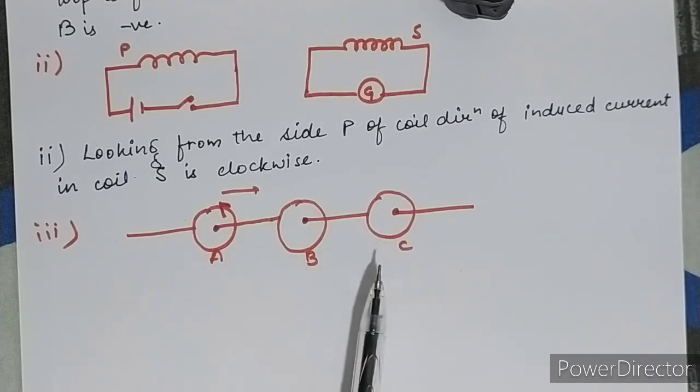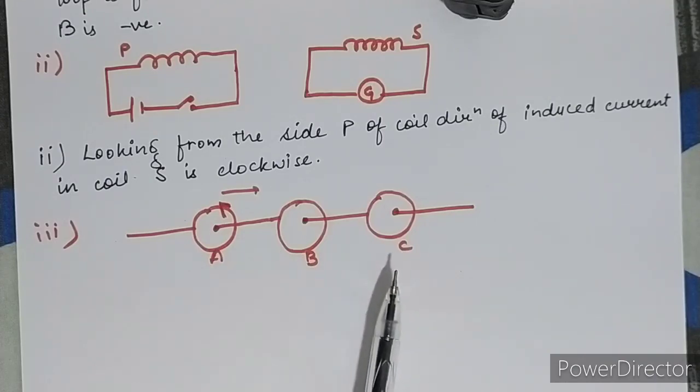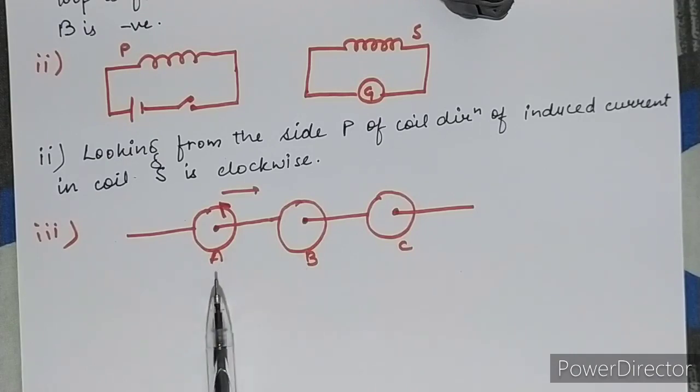If you look from the C side, there is no induced current in coil B because coil C is completely fixed. And when we look from the A side of the coil, the direction of the induced current in B is anti-clockwise, because in A also it was moving anti-clockwise. Clear?